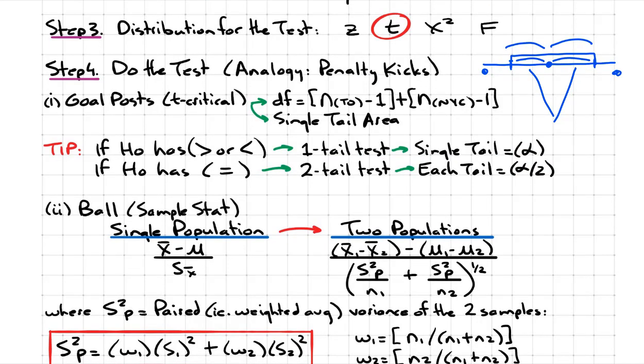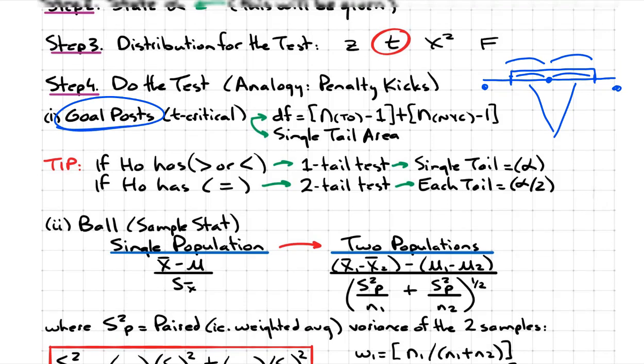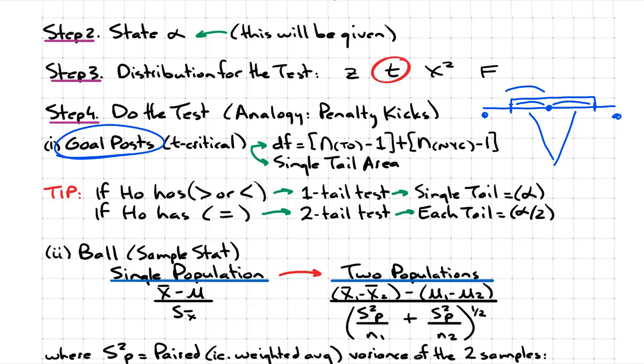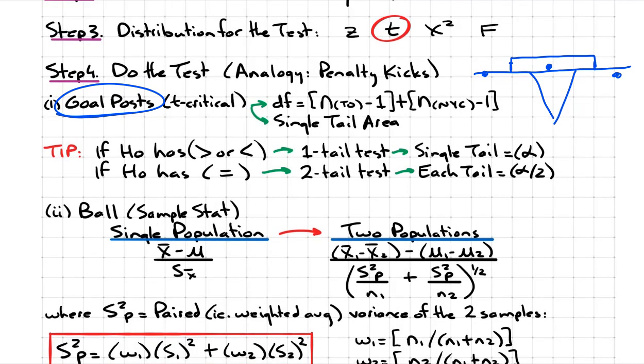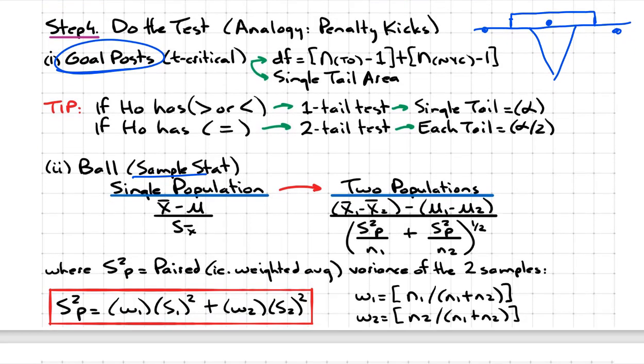Now, again, sticking with the penalty kick analogy, after we've determined the goalposts, and again, this is a really good visualization here. And so now we have to determine whether the sample falls within the goalpost or not.